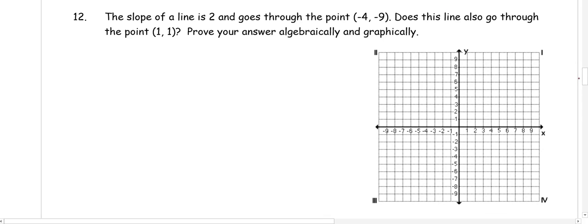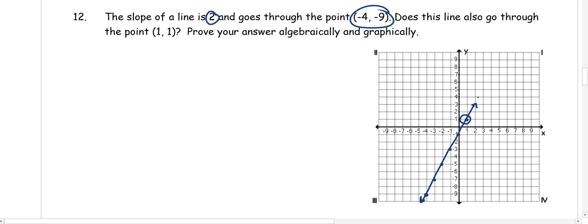So number 12, the slope of the line is 2 and goes to the point 4, negative 9. Does the line also go through the point 1, 1? So we can look at this two ways. First, we can graph using the slope and this point to see if we get to 1, 1. So I'm going to go to 4, negative 9, and I'm going to use my slope of 2 to see if I can get to the point 1, 1. So I'm going to go up 2 over 1, up 2 over 1, up 2 over 1, up 2 over 1, up 2 over 1. So notice that we're at that point 1, 1 on the line. So we just showed graphically that that does work.